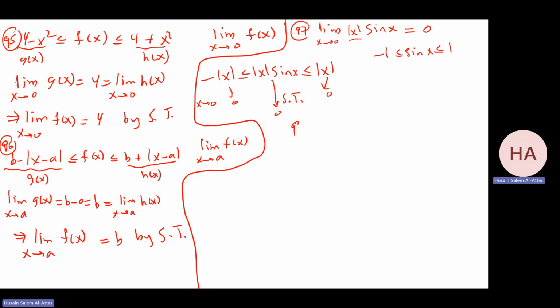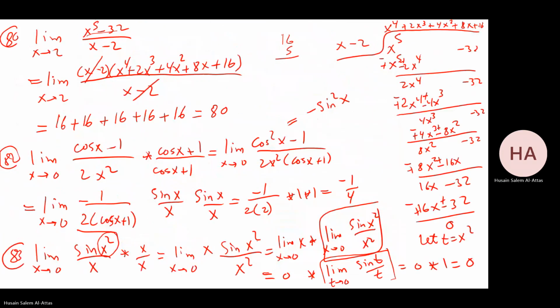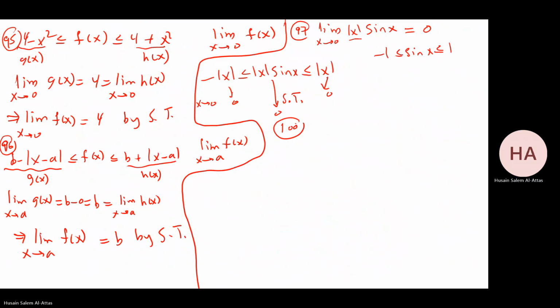97, then 100. We reach 100. What is 100? Limit as x goes to 0 of x cosine 1 over x. There is a problem here. To do it mathematically correct, you're getting the same answer, but you need to do it mathematically correct.